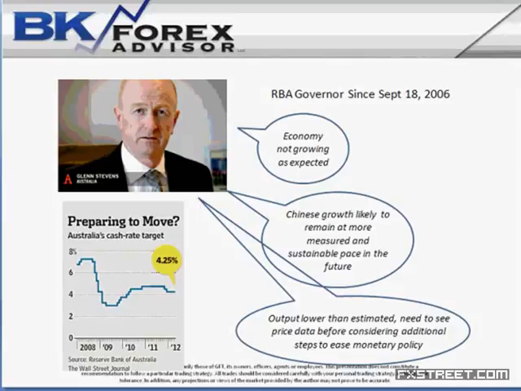And more importantly, output was lower than estimated, so they need to see price data before considering additional steps to ease monetary policy. Even though they qualified this, what they did say was that they could introduce the words ease monetary policy. And that got people thinking about the possibility of a rate cut. So then the RBA minutes came out last week and reinforced their dovishness.